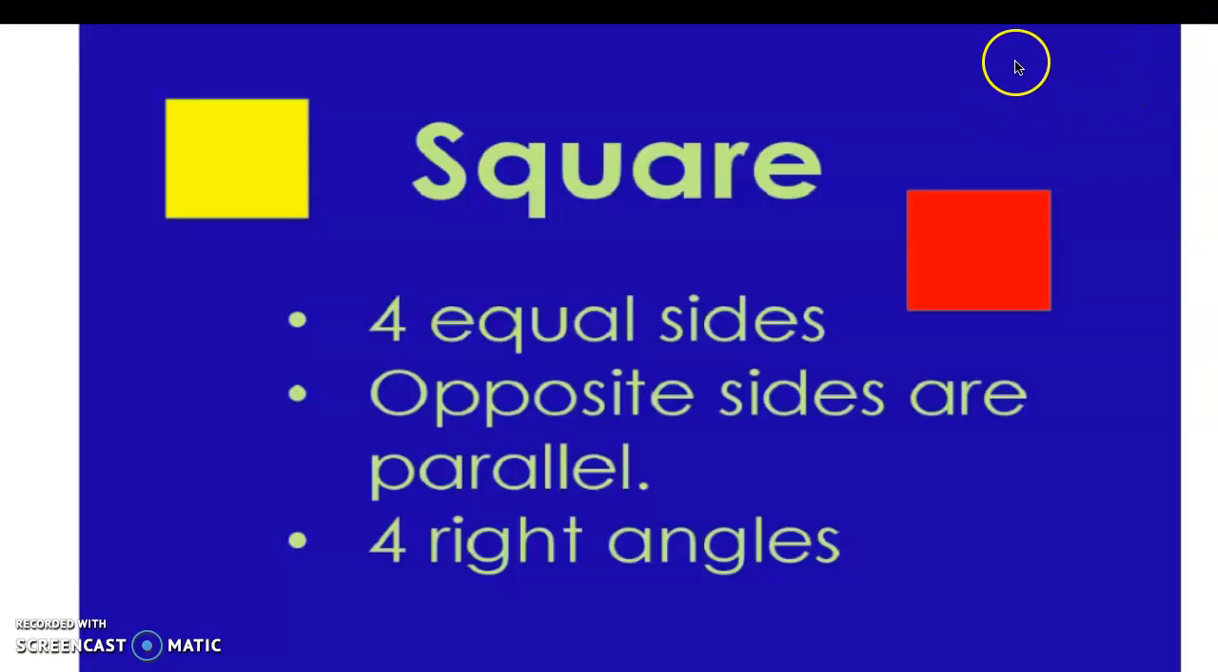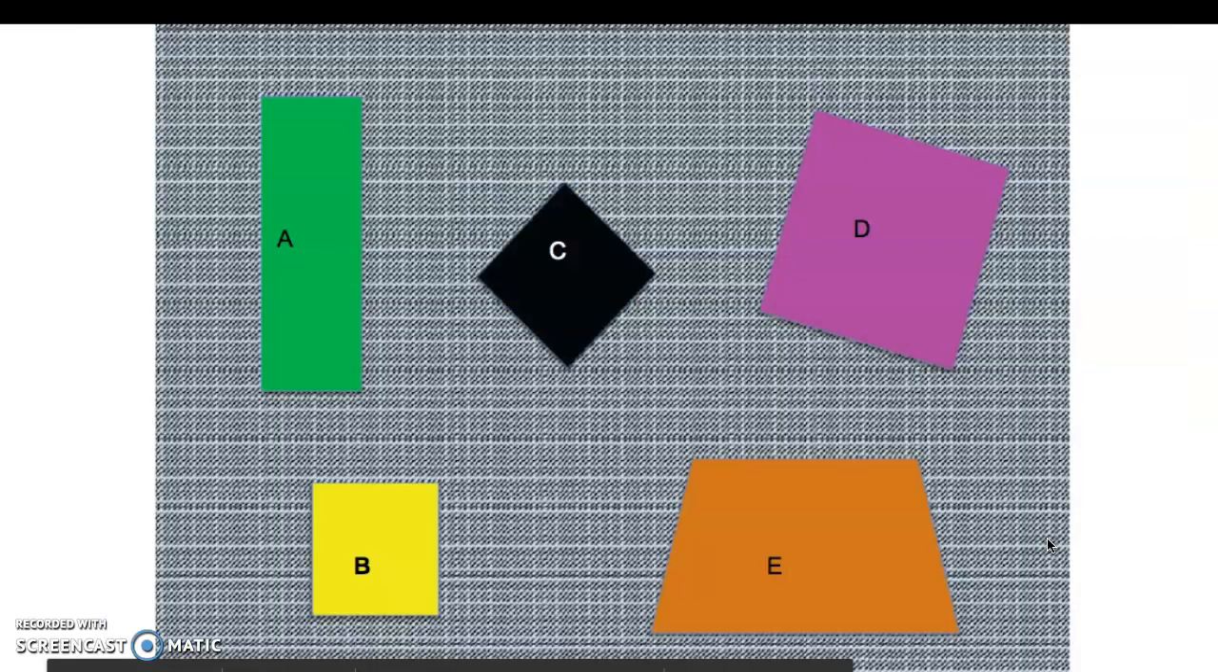A square has four equal sides, so all the sides are equal. Opposite sides are parallel, so 1, 2, those are parallel, and 1, 2, those are parallel. And it has four right angles. So it has four angles that come to a corner. Identify by letter the squares.